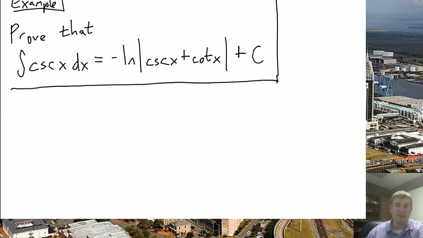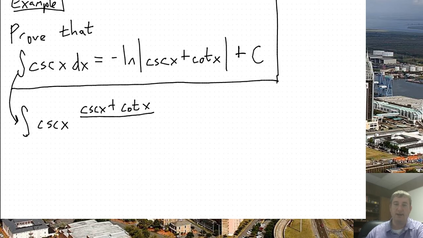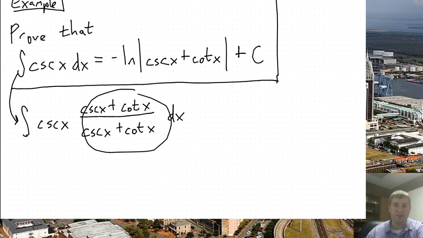I'm going to rewrite this as cosecant of x, and I'm going to multiply this by something that looks kind of random, other than the fact that I see cosecant x plus cotangent of x in my answer. For kicks and giggles, I'm going to multiply by it, but I can't just do that, right? It's all right if I multiply by it and then divide by it at the same time. That's certainly not a problem, because what is this fraction right here? That's just the number 1, and that doesn't change anything about my problem.